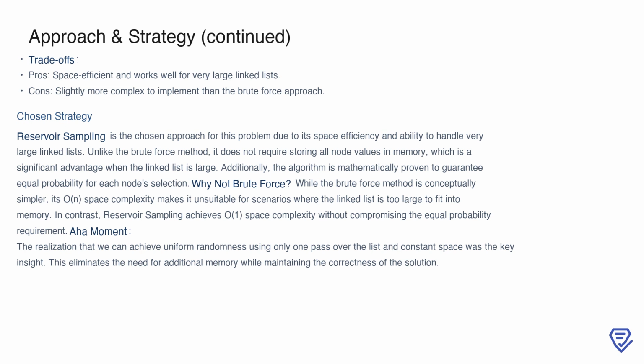After considering both methods, reservoir sampling emerges as the superior strategy for this problem. Its O(1) space complexity is a significant advantage, especially when the linked list size is too large to fit into memory. Moreover, it mathematically guarantees equal probability for each node's selection, which is critical for the correctness of the solution. The realization that we can achieve uniform randomness with just one pass over the list in constant space was a pivotal insight. This eliminates the inefficiency of storing additional data while maintaining the desired result.